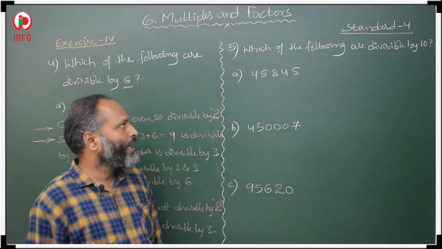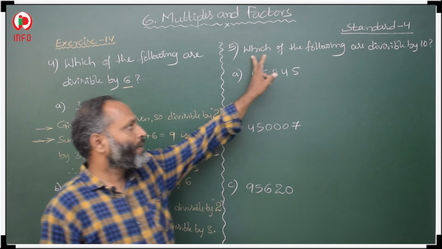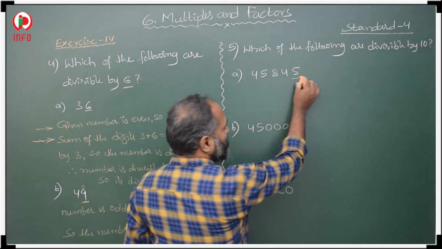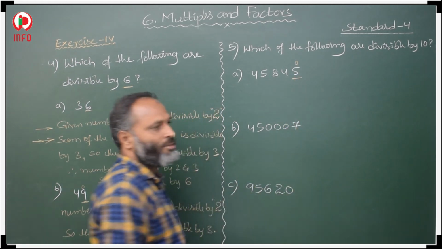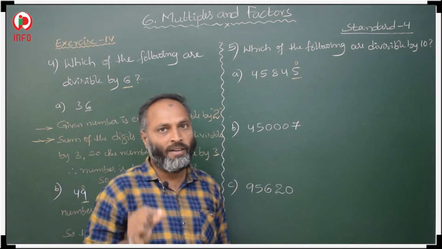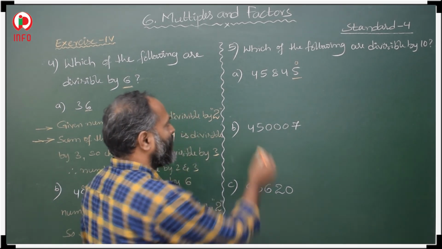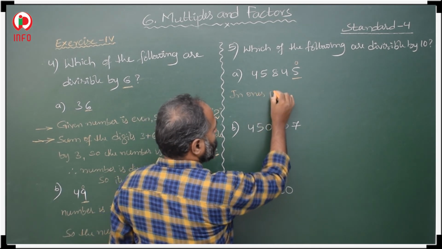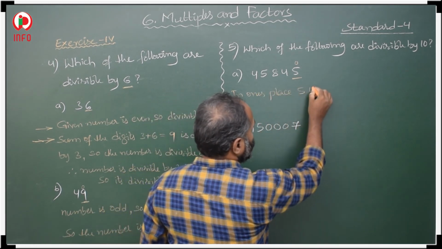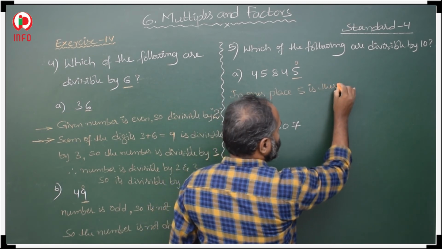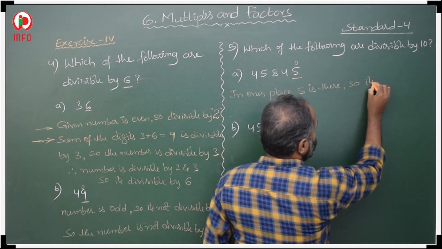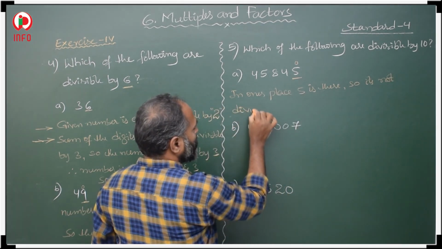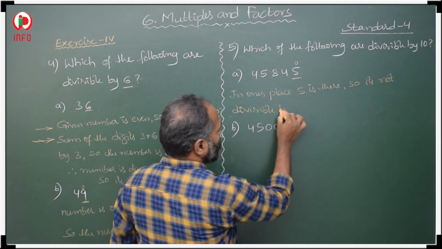Okay. Next, the fifth bit: which of the following are divisible by 10? For the divisibility test for 10, we have to check the last digit, that means the ones place. If 0 is in the ones place, then it is divisible by 10, otherwise it won't be. So here in the ones place 5 is there, so it is not divisible by 10.